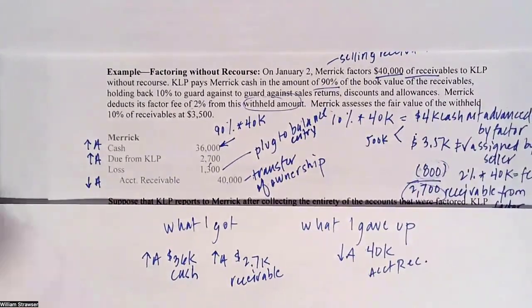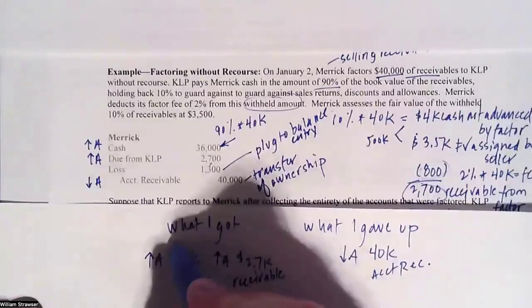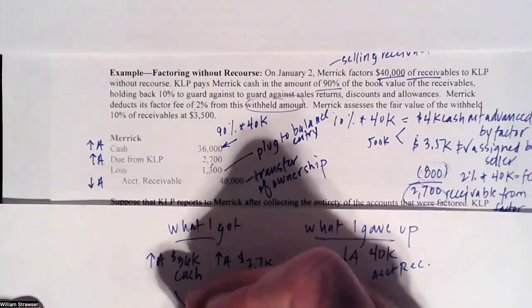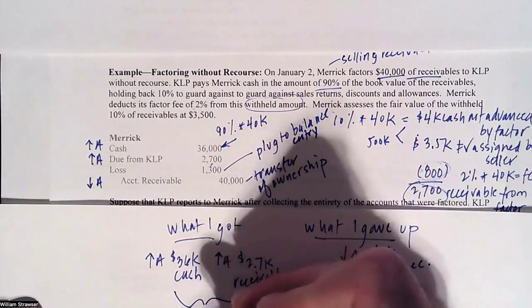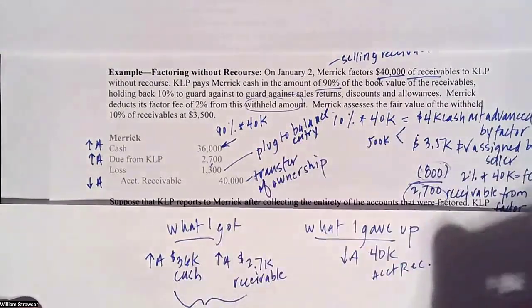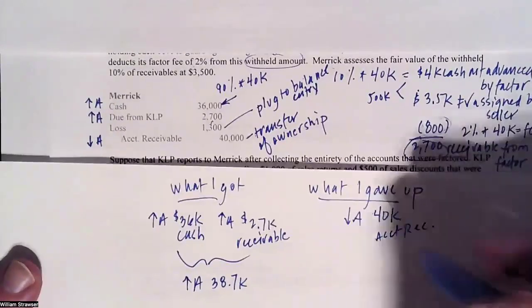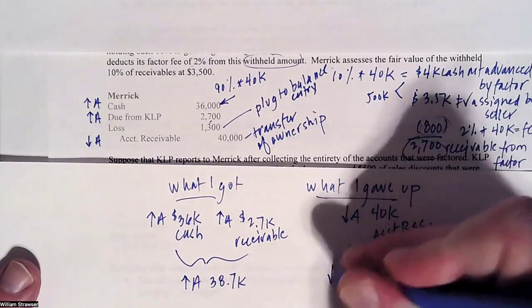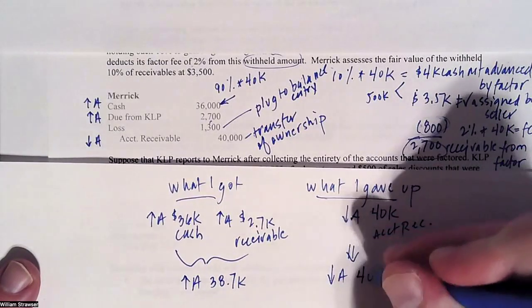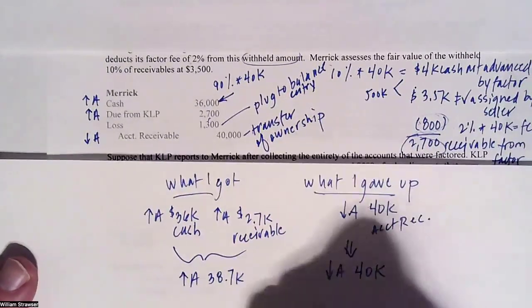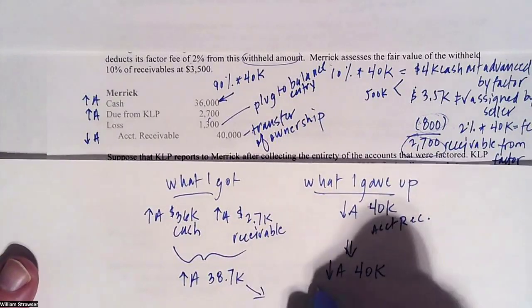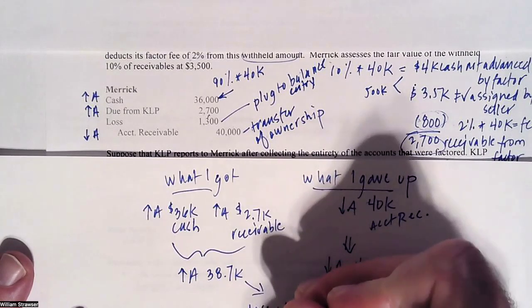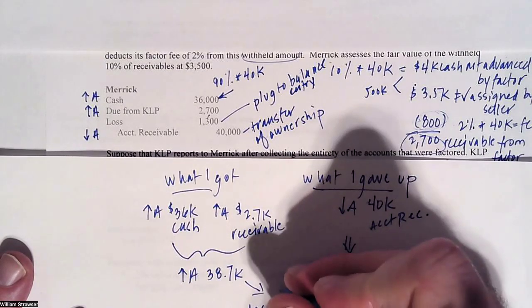The receivables of my customers. So then I just combine it. Well, in total here, I got $38,700 of assets. And over here, to get that $38,700 of assets, I had to give up $40,000 of assets. The loss is the difference between what I got and what I gave up, the $1,300 between the two.